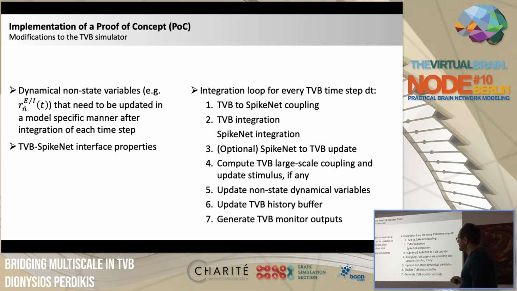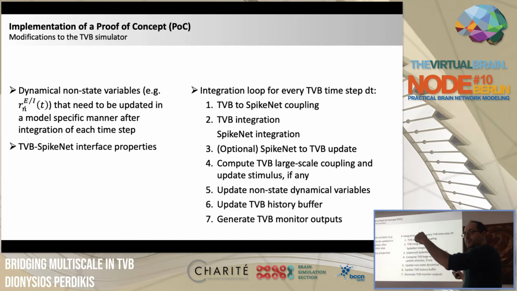Finally, there is a change that has to be done in the integration loop, what happens at every time step of the simulation. Just before integration, we need to provide the coupling from TVB to the spiking network. Then we integrate TVB and the spiking network independently. They could even happen on different threads. Not now, but in principle, logically, this could be done completely independently for one time step, right?